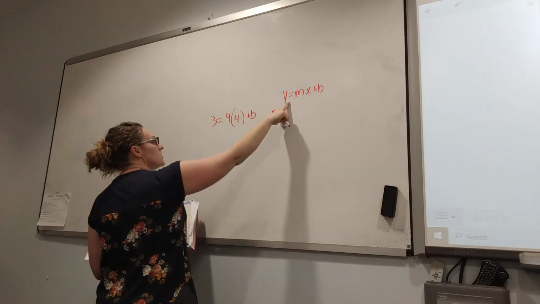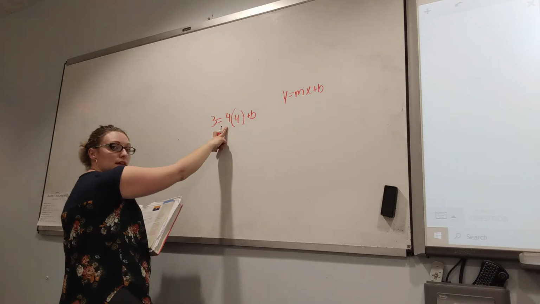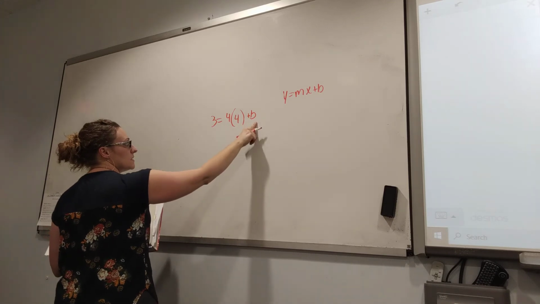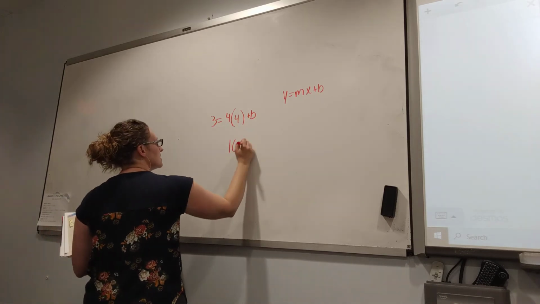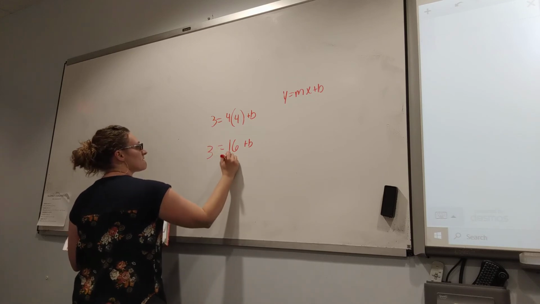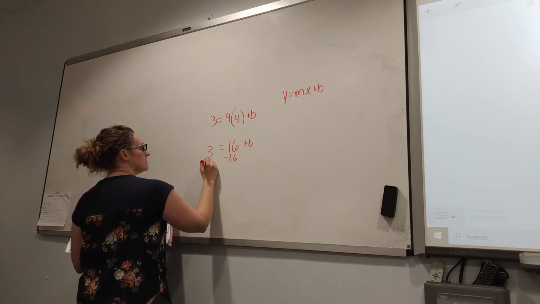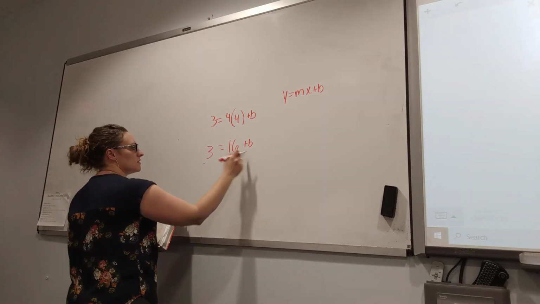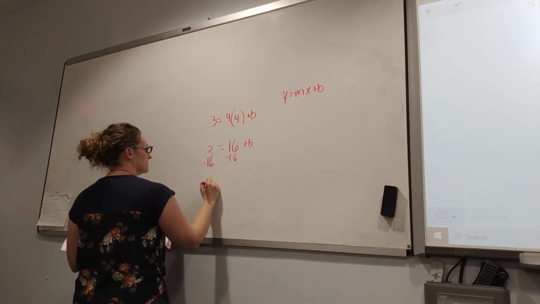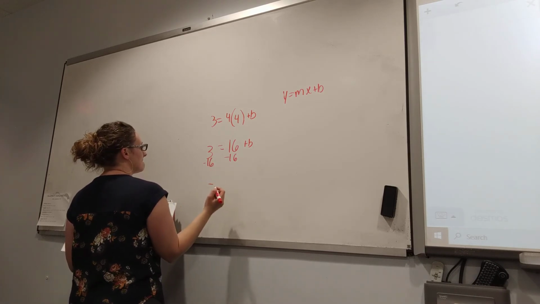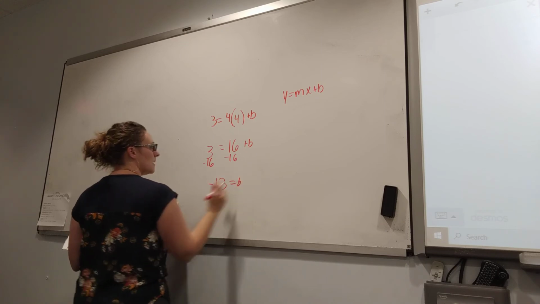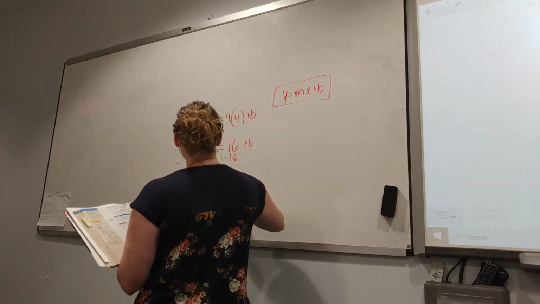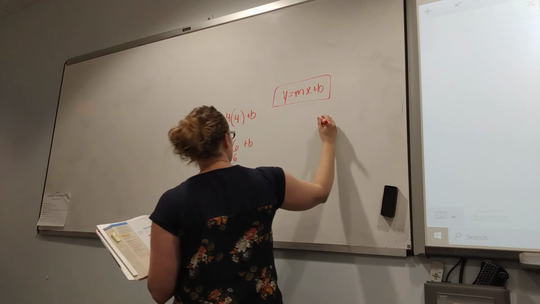You use the slope that you get from the first equation they give you, take the x and y that they give you in the question, and solve for b. 4 times 4 is 16, plus b. The answer is negative 13. So now we're going to take this b and put it in for this b.